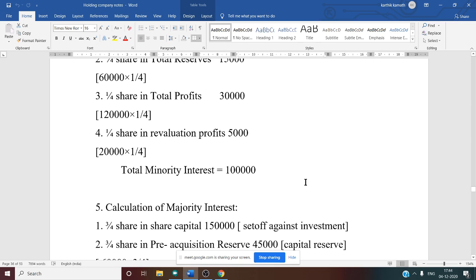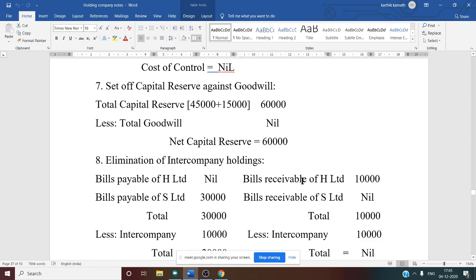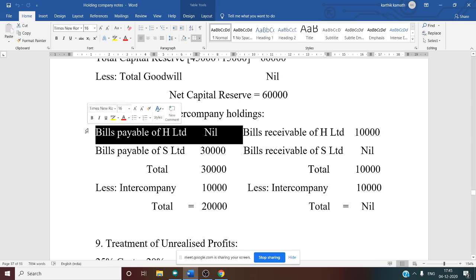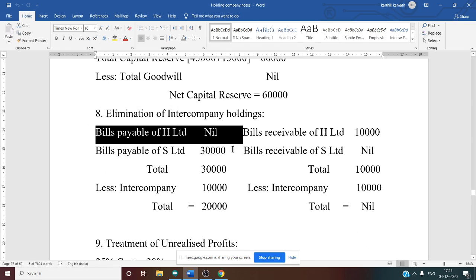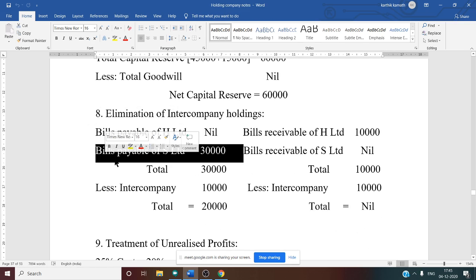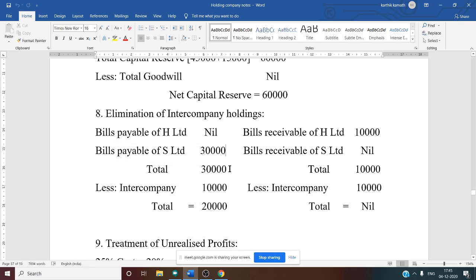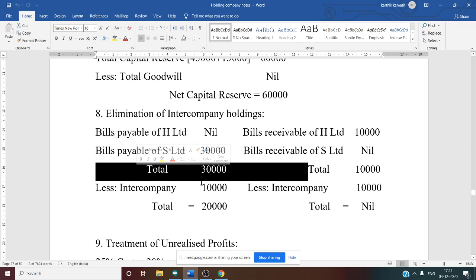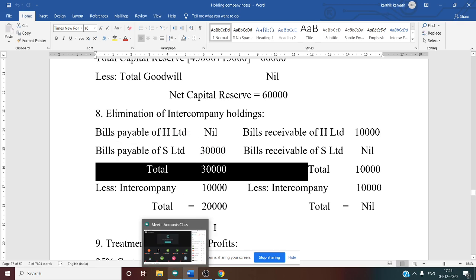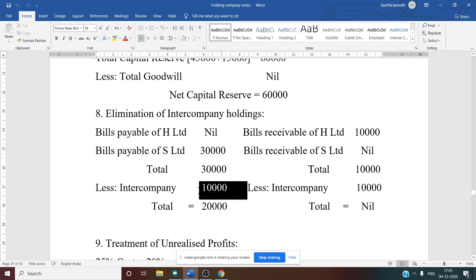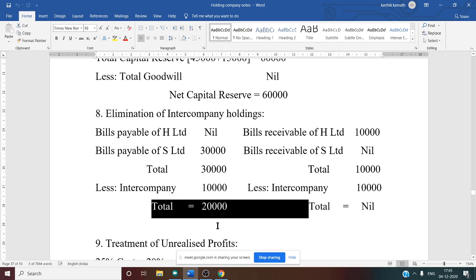So now let us see that intercompany holding. Bills payable of H Limited not given in the problem. That is why nil. Bills payable of S Limited given 30,000. So total bills payable we want, that is 30,000 less intercompany is 10,000, so total is 20,000. That is total bills payable.